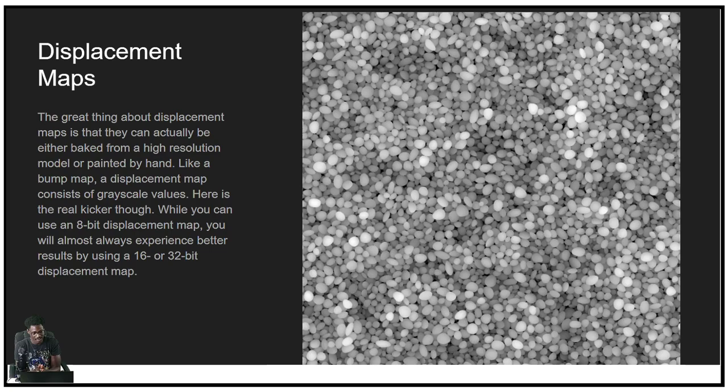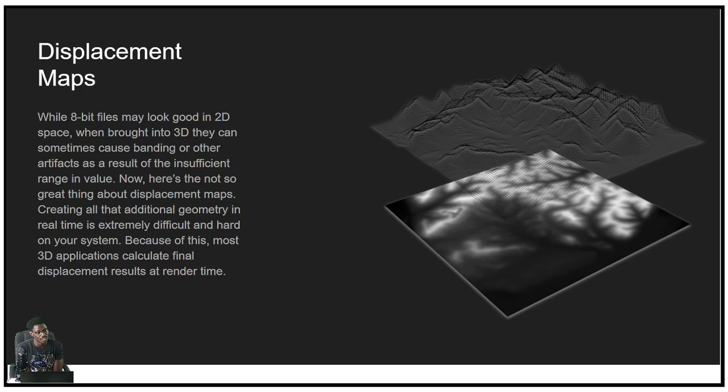All right. So while 8-bit files may look good in 2D space, when brought into 3D, they can sometimes cause banding or other artifacts as a result of the insufficient range in value. Now, here's the not so great thing about displacement maps. Creating all that additional geometry in real time is extremely difficult and hard on your system. Because of this, most 3D applications calculate final displacement results at render time. Yes, 3ds Max is one of those programs that will allow you to calculate your displacement at render time. I have used displacement to make a mountain range or something, like just like this photo. I've used it for just that, and it's quite simple. You just import it in there, and it actually creates the geometry.